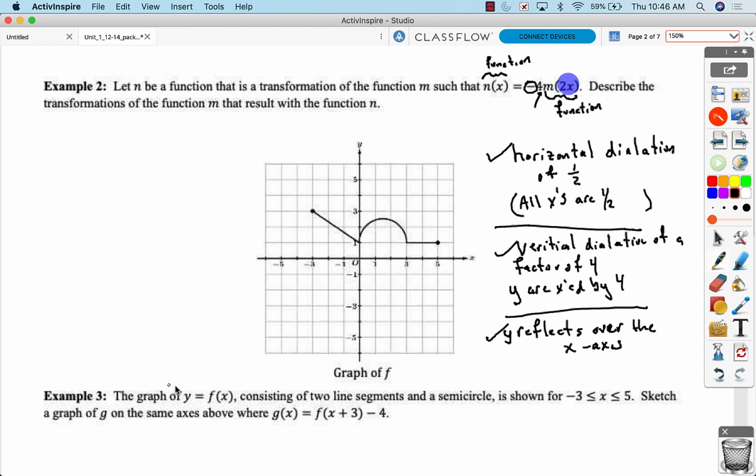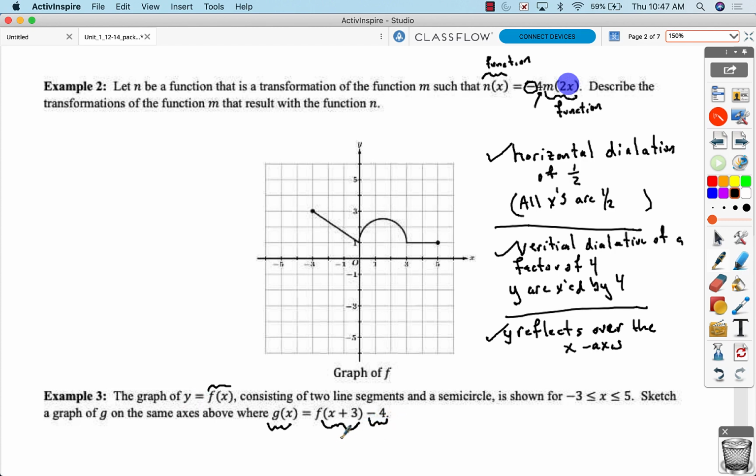Now, this is the graph. This is f of x, okay? So that's a function. But g of x is another function that has 2 transformations to f. So if you do 2 transformations to f, you're going to get g. Okay, so that's one of the transformations, and that's another transformation.